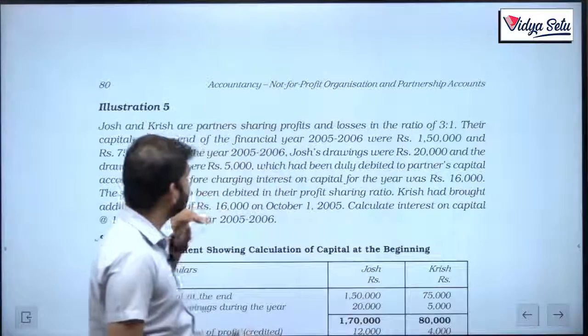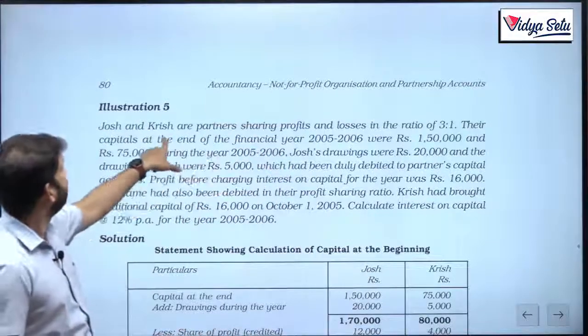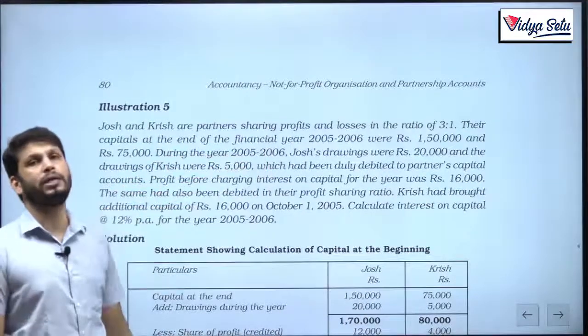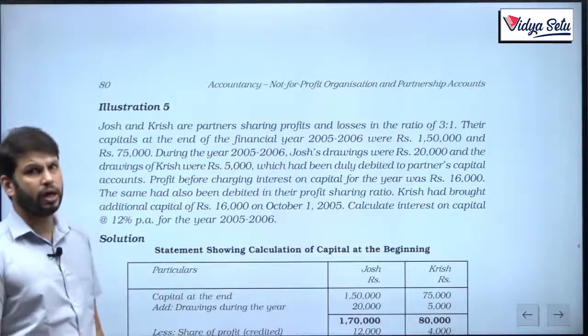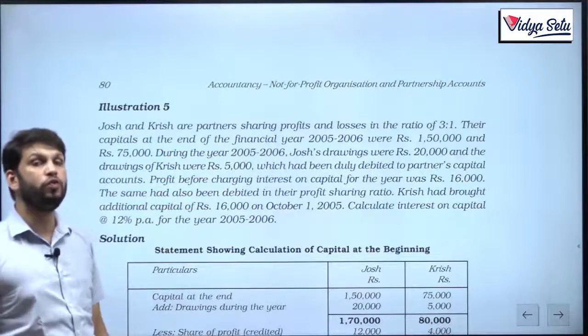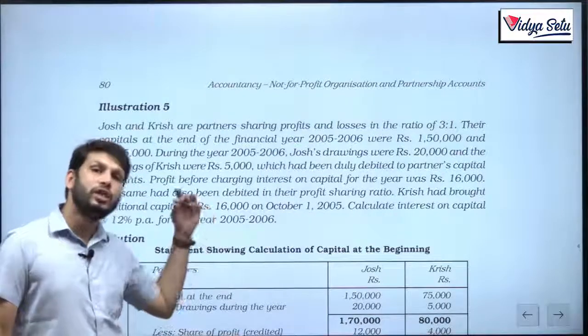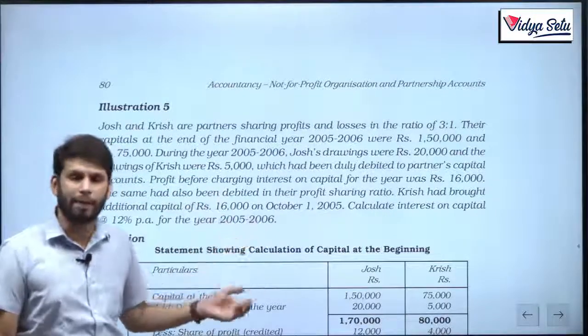But here, what is happening? Their capitals at the end of the financial year, the closing capital, has been given to you. And what we need to do is find out the opening capital. Why do we need opening capital? Because we need to calculate interest on the opening capital.